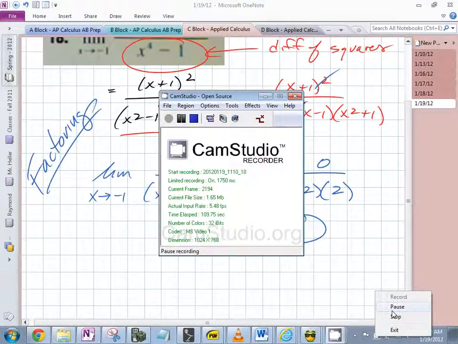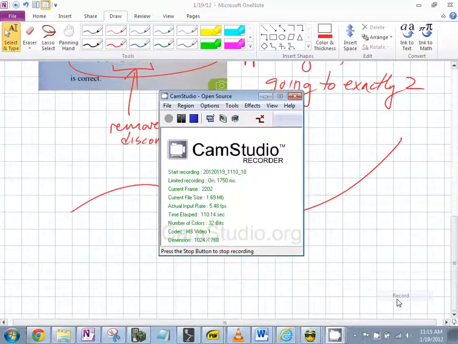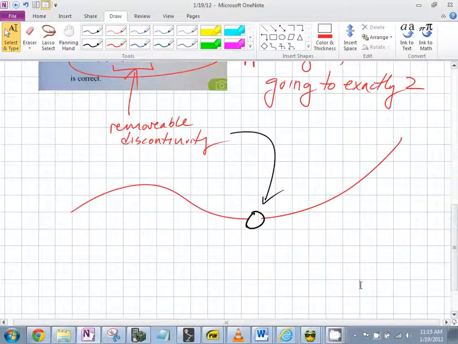Removable discontinuity is definitely not a what? It's not an asymptote. If it's an asymptote, that's not a removable discontinuity. You can't plug that with one point.